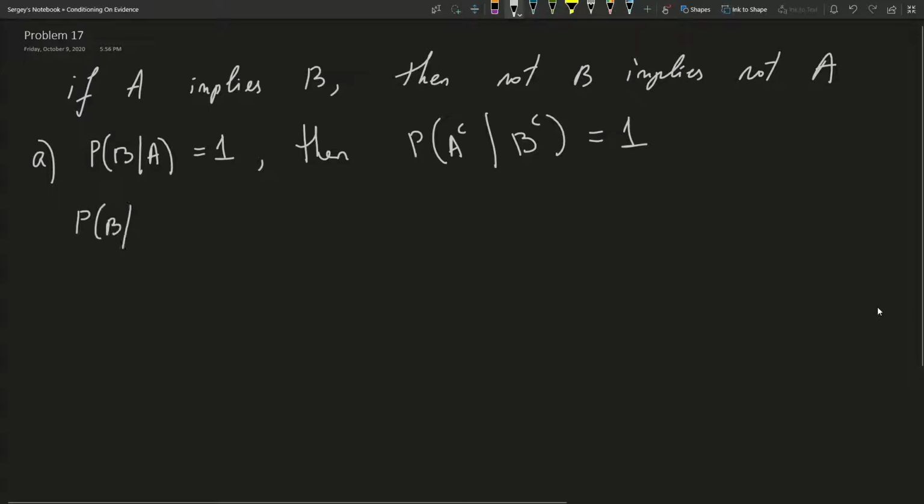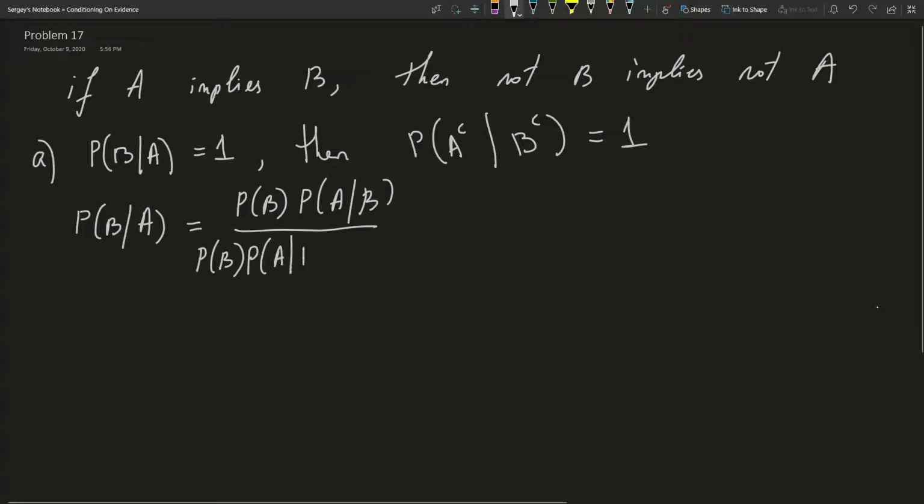So we're going to rewrite the probability of B given A as the prior probability of B times the probability of A given B, over the denominator. Using the law of total probability, we rewrite the denominator as probability of B times probability of A given B, plus probability of B complement times probability of A given B complement. Now, we're given by assumption that this expression equals 1.